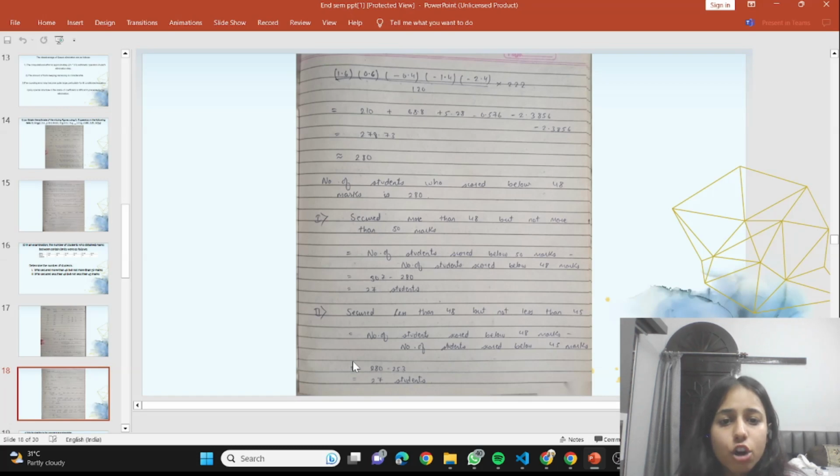Now, the number of students who secured more than 48 but not more than 50 marks is equal to the number of students who scored below 50 marks minus the number of students who scored below 48 marks, and we'll get the result as 27 students. For calculating the students who secured less than 48 but not less than 45 marks, we have to subtract the number of students who scored below 45 marks from the number of students who scored below 48 marks. So 280 minus 253 is equal to 27 students.